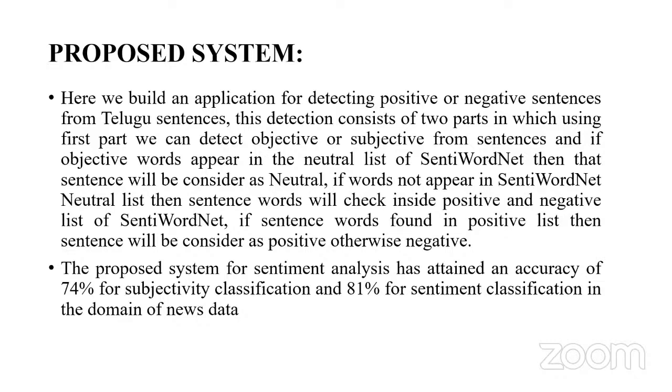Once we have compared, if the words in our sentence match the positive words in the database, then we consider it as positive. If the words match the negative words in our database, it is considered as negative. If the words are neutral, likewise, it is considered as a neutral sentence. The proposed system for sentiment analysis in our project has attained an accuracy of 74% for subjective classification and 81% for sentiment classification in the domain of news data.